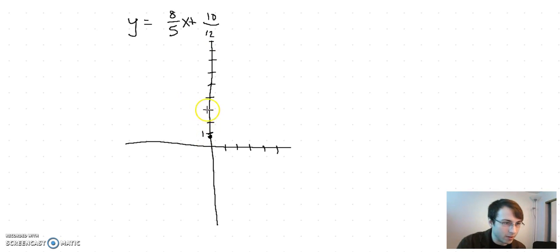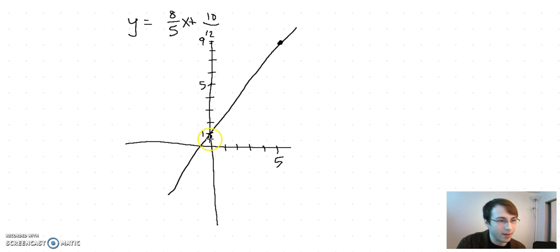Okay, so it's 1, 2, 3, 4, 5, 6, 7, 8, 9. So we'll go a little bit under 9 and over 5. Right about here. So now we can just draw the line like this. That's a lot easier than converting to decimals.